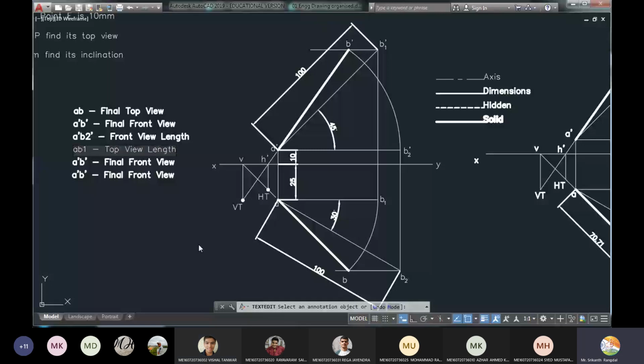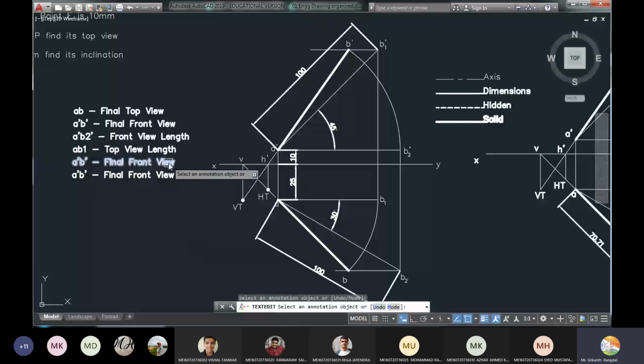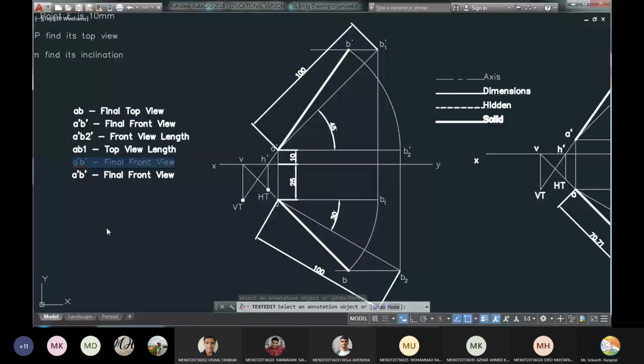So all these terms will appear in the question. When one of these terms appears in the question, you should be drawing that part of the diagram. That is why I'm listing out all the parts. What is left out now? A dash B2 dash is over. AB1 is over.